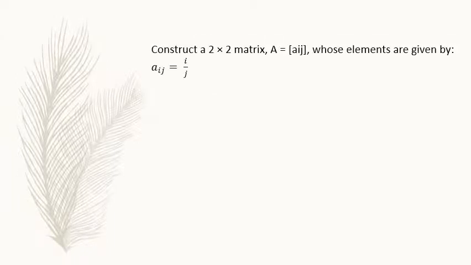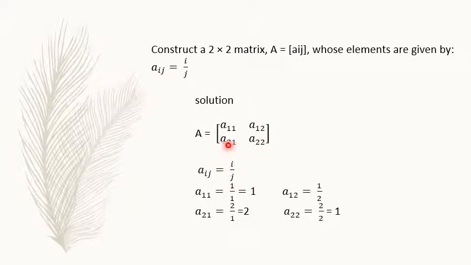So here is another question. Try yourself. Construct a 2 by 2 matrix A equal to [Aij] whose elements are given by Aij equal to i by j. So 2 by 2 matrix means 2 rows and 2 columns. So we need to find A11, A12, A21, A22.